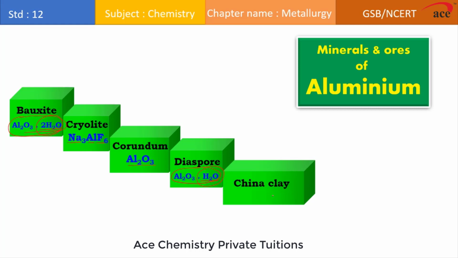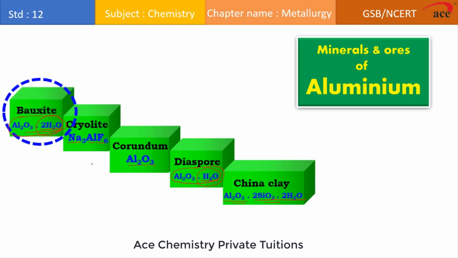Next is China clay. China clay is a mineral which is aluminium silicate. This part is the oxide of aluminium, and this is silica. It's a hydrated aluminosilicate mineral. So out of all these minerals, the one from which aluminium can be extracted most profitably is bauxite. So bauxite is selected for the extraction of aluminium.